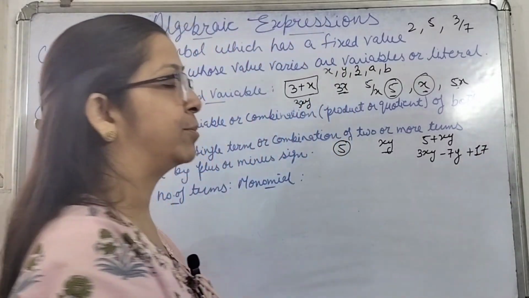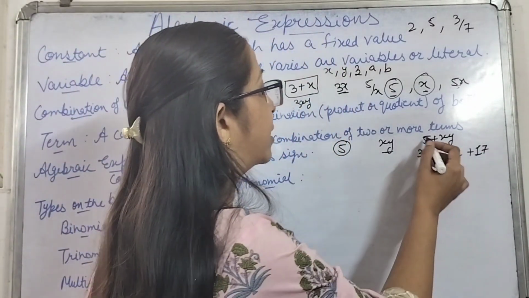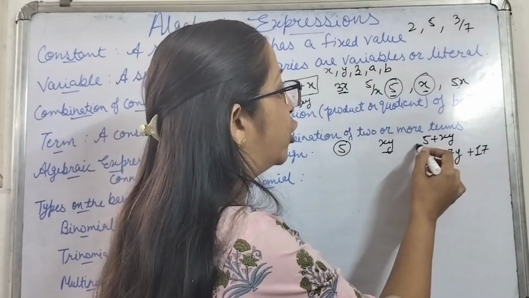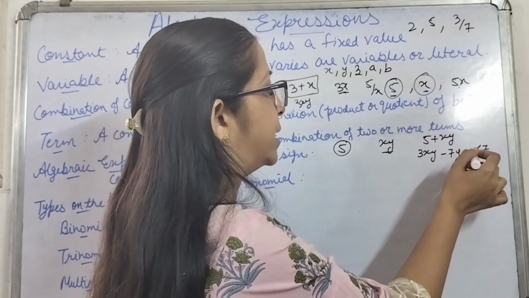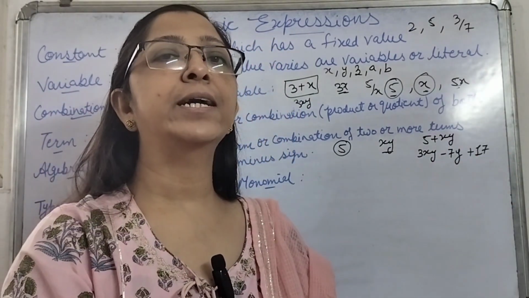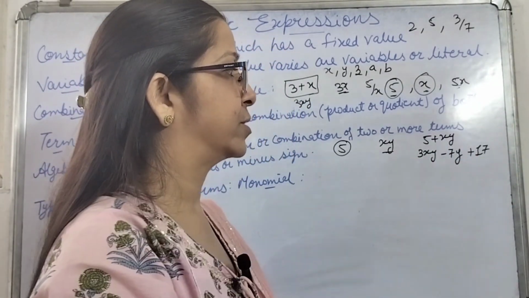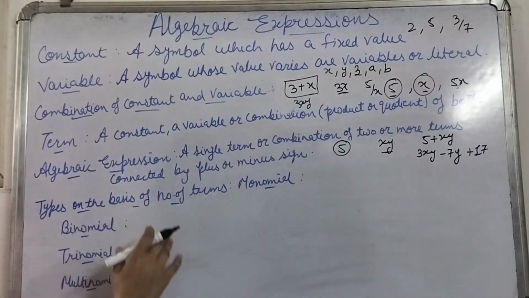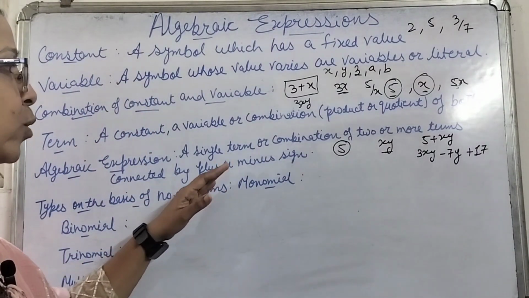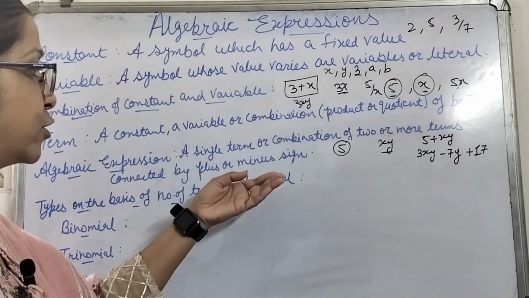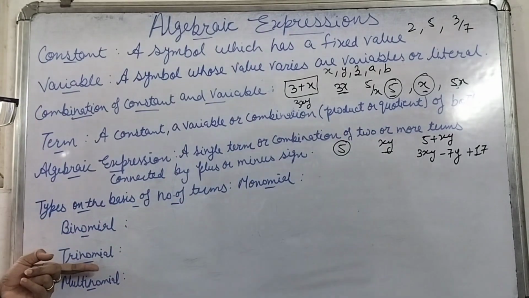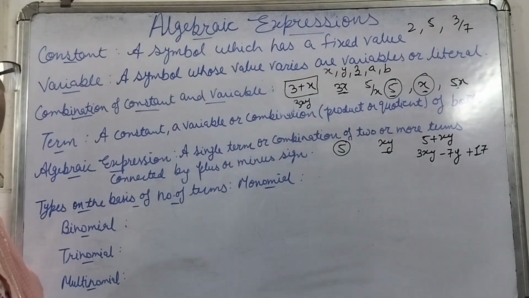It is even an algebraic expression. So whenever we are combining or connecting terms using a plus sign or minus sign, we get algebraic expressions. Now let's see how many types of algebraic expressions there are on the basis of terms. It is monomial, binomial, trinomial, or we can say multinomial even.